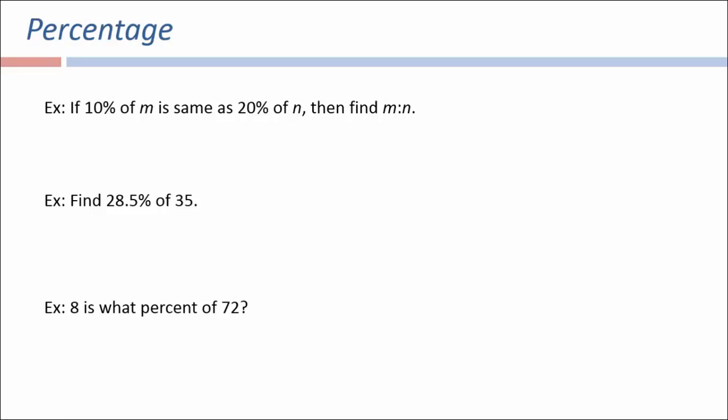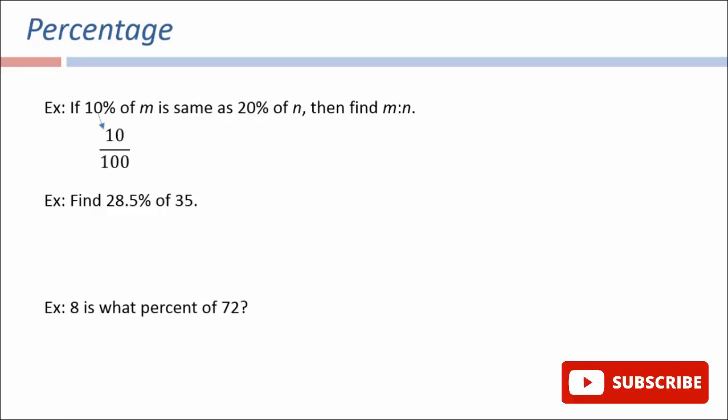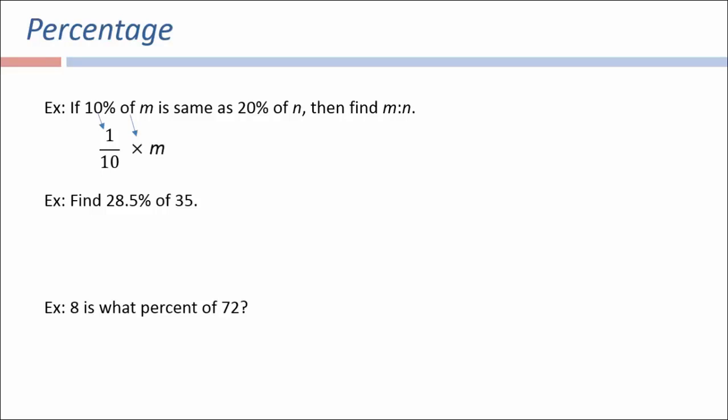So in the first question, 10%, it could be written as 10 upon 100. Now we have to make a habit of using fractions whenever we see percentages. We can directly write it as 1 upon 10. Now of, we have discussed this in the previous video too. Of means multiplication. So 10% of m is same. Now same means equal to. So I'm just trying to tell you how the language of a question is converted into a mathematical equation. Now is same as 20% of n.